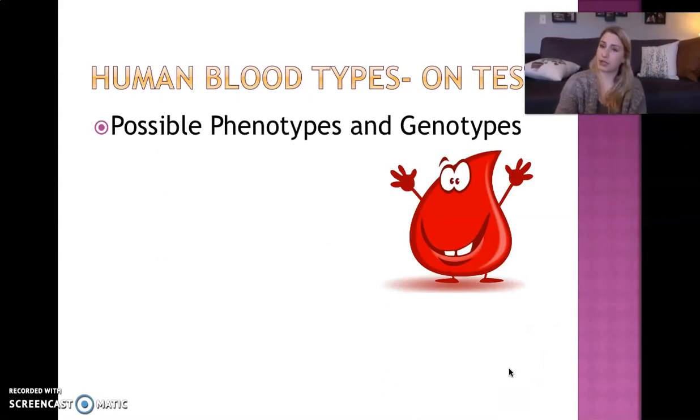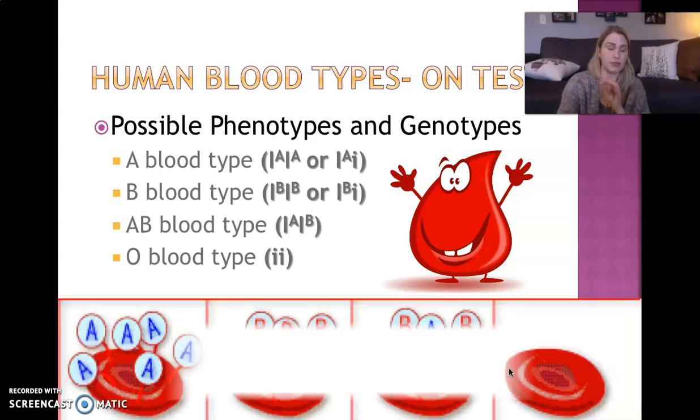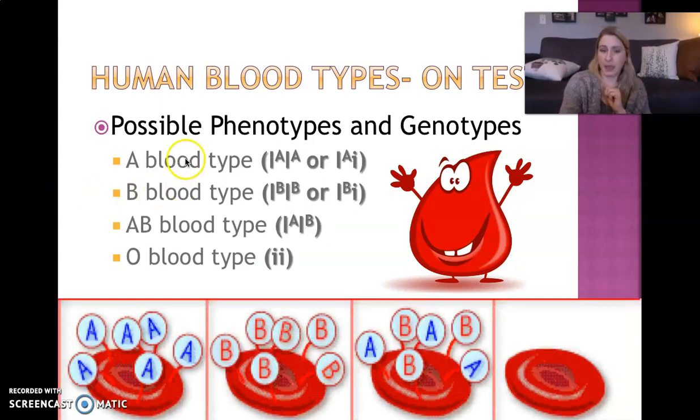So, possible genotypes and phenotypes. And this is probably the best slide to write down, and make sure you commit this to memory. With A blood, you can be homozygous dominant, meaning that you have capital IA, or you are heterozygous, capital IA, lowercase I. So remember that lowercase I is recessive, and that means that there is no name tag produced. B blood type, we have homozygous dominant, capital IB, or capital IB, lowercase I. And then AB blood means that we have one of the capital IA and one of the capital IB.